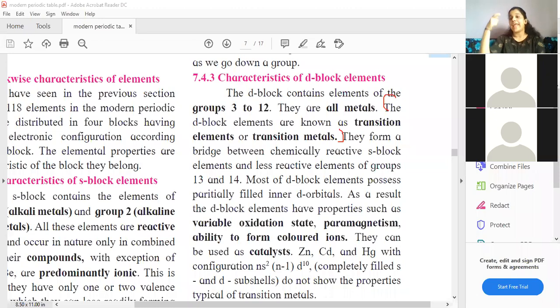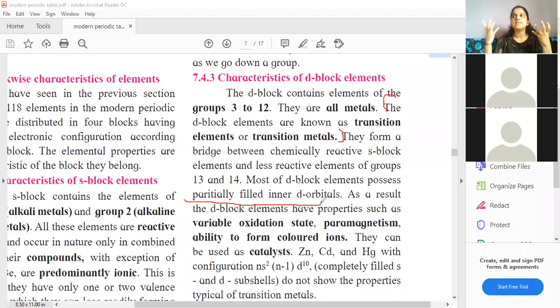Students, your S and P block elements are collectively known as main group elements or representative elements, right? Similarly, your D block elements are called transition elements or transition metals because all of them are metals. They form a bridge between the chemically reactive S block and the less reactive elements of groups 13 and 14. Bridge in the sense that they are in between both of them. Most of the D block elements possess partially filled inner D orbitals.